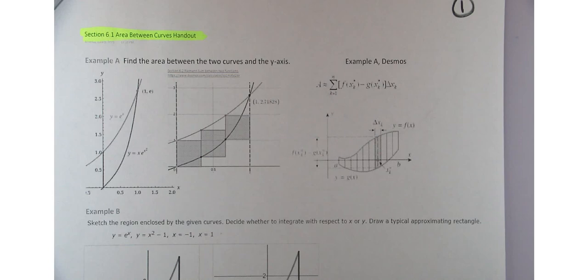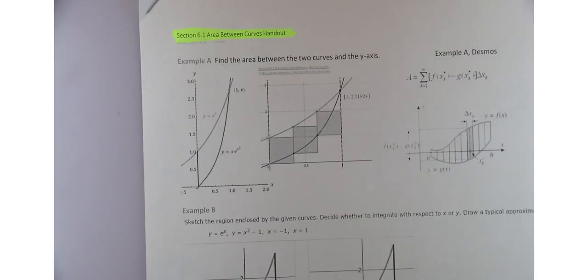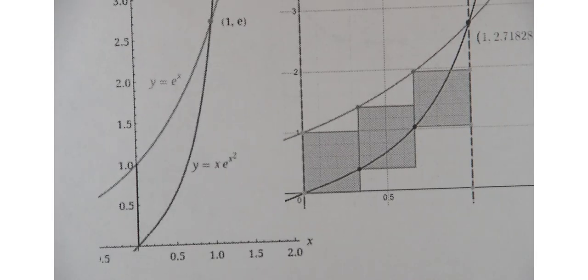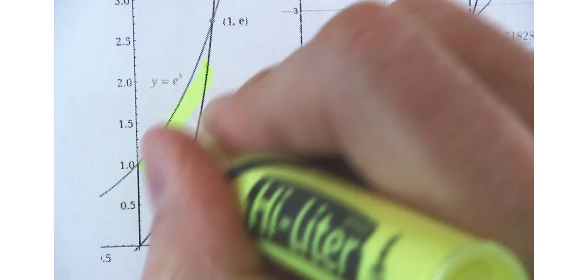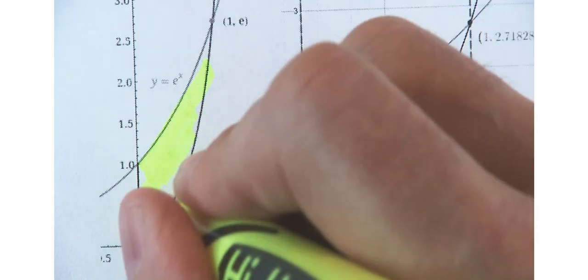In section 6.1, we're going to be interested in trying to find the area between two curves. So, for instance, we'll take a look at this first one, trying to find the area between these two curves. So it's this area that we're trying to find. And let's think about how we're going to do that.